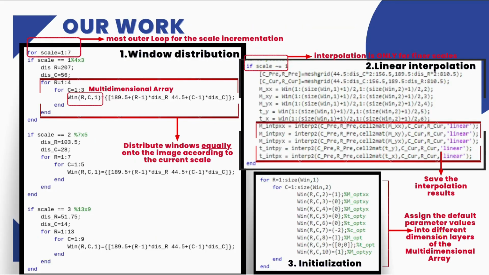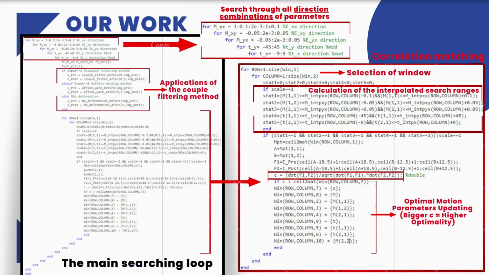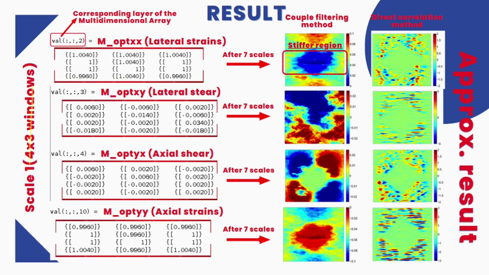And here is the actual program that we have rebuilt according to the thesis proposed by Tenzo about the application of the coarse-to-fine strategy and the correlation matching process. Please feel free to take a look. And here is the estimation result. Left-hand side, the result of the search in scale 1. All 12 windows have been assigned their corresponding optimal motion parameters in different directions under different layers of the multi-dimensional array. After several scales of refinement, we can reform the image from the data of the 24,897 windows. We can see that compared to a direct correlation method, couple filtering method can obviously reform a much clearer image to describe the different types of deformation of the shifted region.